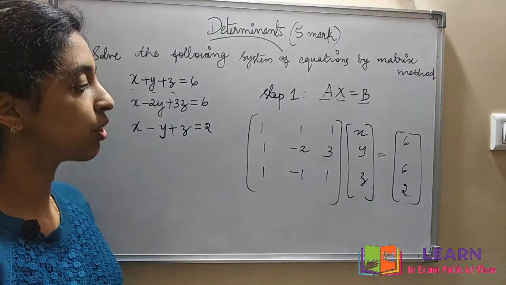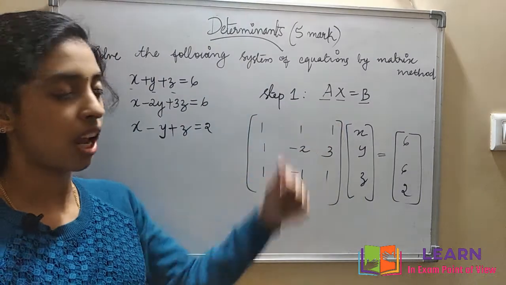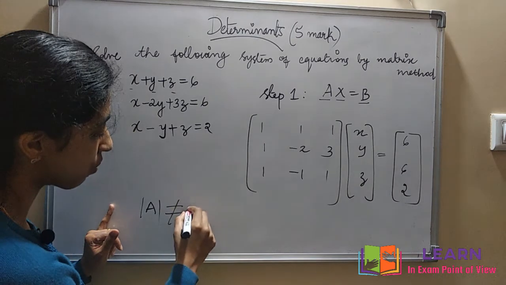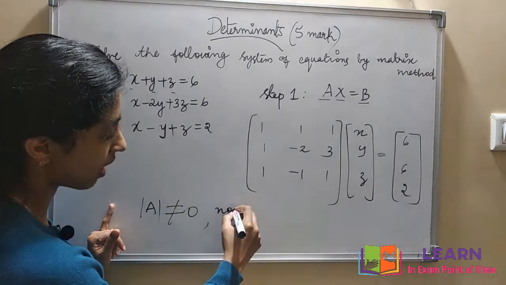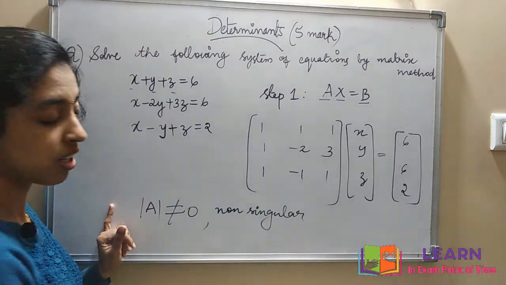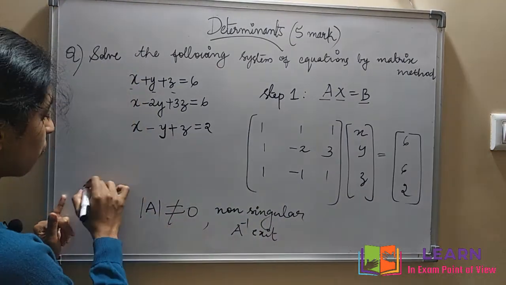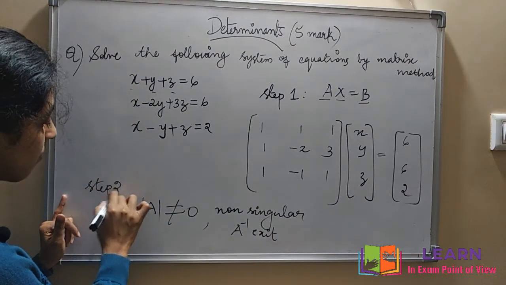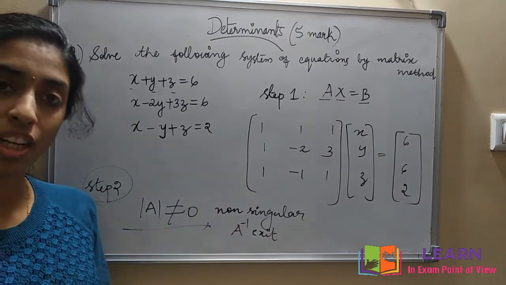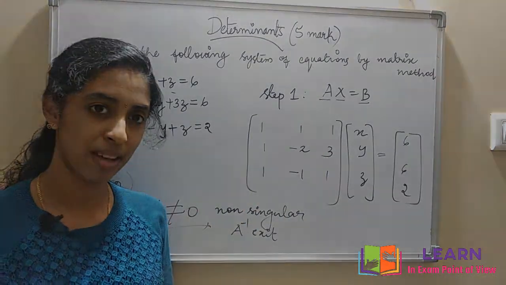Clear? Next we need to find the determinant of this given matrix, determinant A. After finding determinant A, if it is not equal to 0, then we can call it a non-singular matrix. If it is non-singular, then A inverse exists. So this is the second step. We need to find determinant A and check whether it is not equal to 0. So first step finished, we can move to the second step.